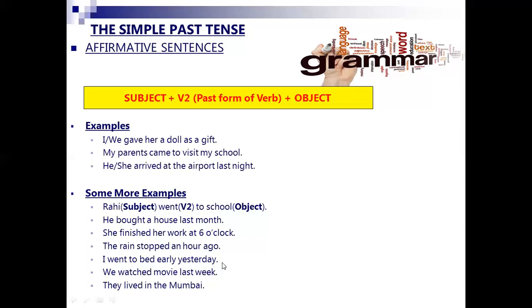I went to bed early yesterday. I is the subject, went is V2, to bed early yesterday is object. We watched a movie last week. Tell me, we is the subject. Watched is V2, the past form of watch. Movie last week comes under object. They lived in Mumbai. They is the subject. Lived is the past form of live. In Mumbai is object.